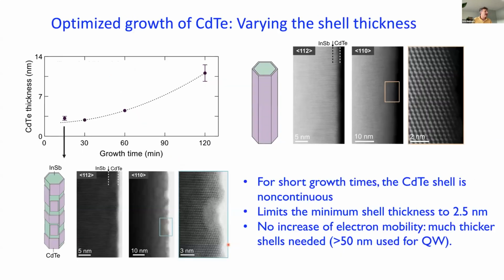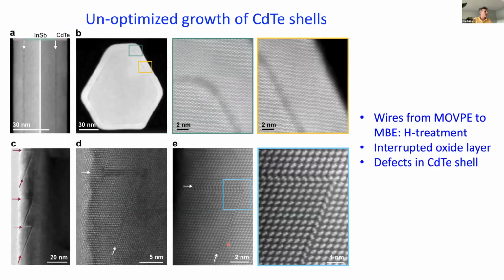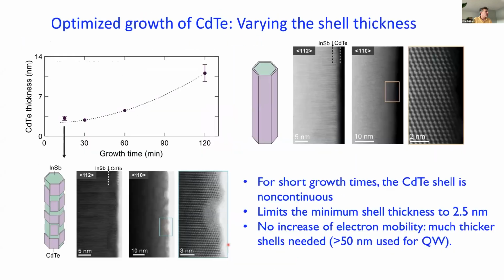Now we'll go back a few slides where I discussed the growth here. And I just mentioned, I think, that it's very difficult to reach these very thin shells with cadmium telluride because of this problem that we form islands.